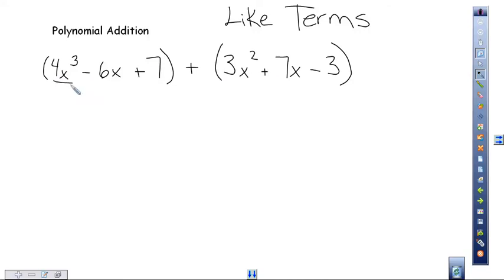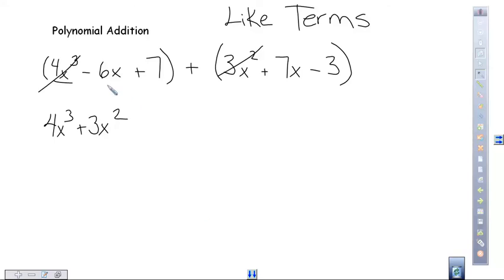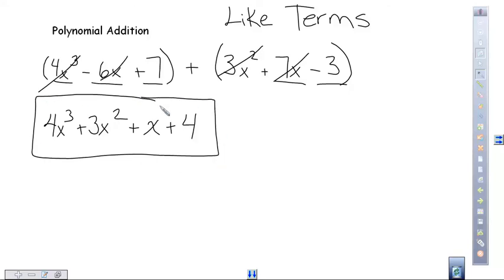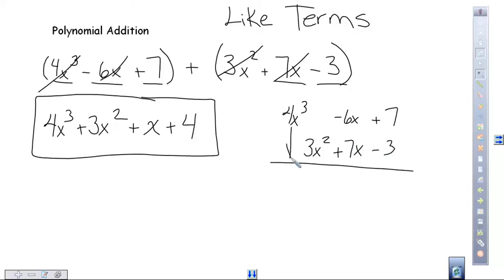They're all fine. If I'm going to start with x cubed, though, I only have one x cubed, so that's going to be 4x cubed. Used that one. Now I have a 3x squared, but it's also the only x squared, so use that one. I do have two x's, though. 7 and negative 6, which is going to give me positive 1x. That used both of those. And then we have 7 and negative 3, which is going to give us positive 4. So you can do that. The stacking method would have made me do 4x cubed minus 6x plus 7, and then I would have put 3x squared plus 7x minus 3, so everything's right on top of each other.